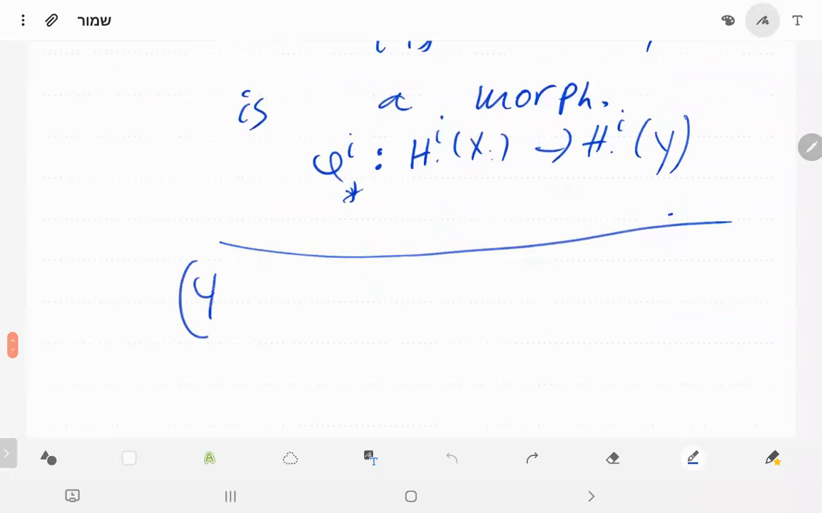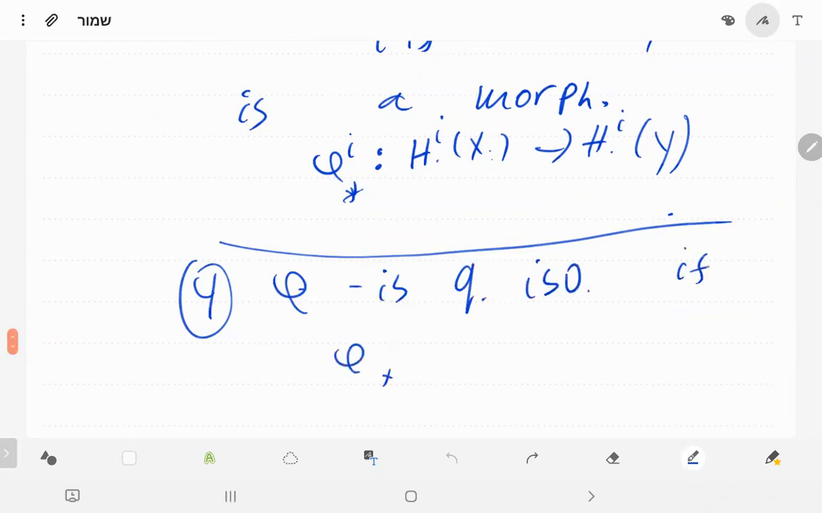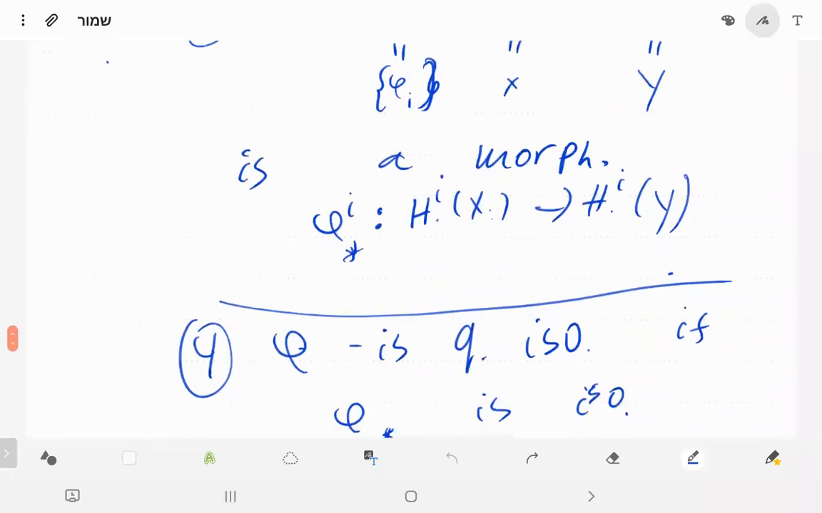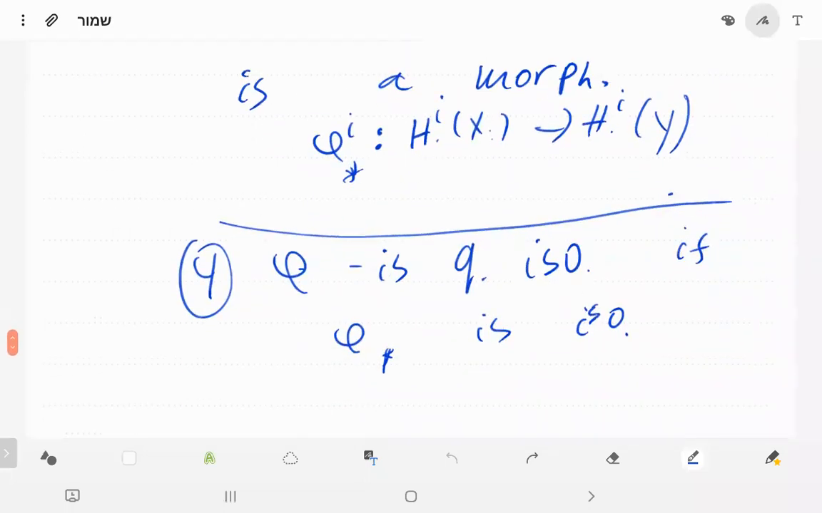And I would say that phi is a quasi-isomorphism if phi lower star is an isomorphism. So is this definition clear? What is the word that starts with Q there? Quasi. Thanks.